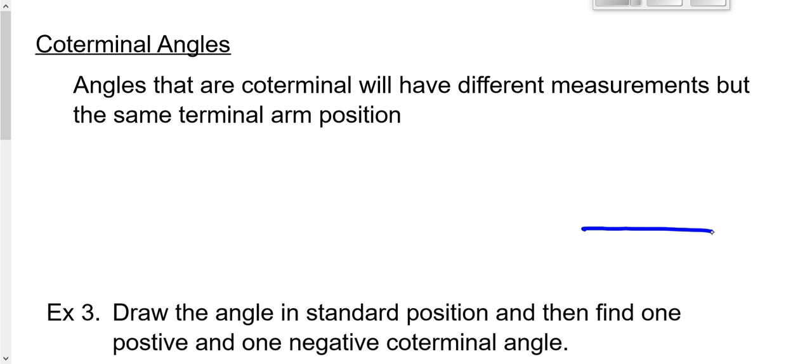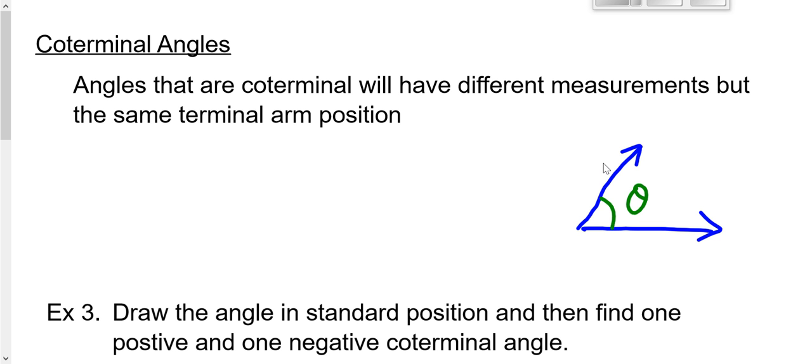Every time we construct an angle, we need to have an initial arm, and we also need to have what is called the terminal arm. And whatever angle that we build from this, we call the angle theta. The initial arm always starts at 0 degrees or 3 o'clock. This is the terminal arm.